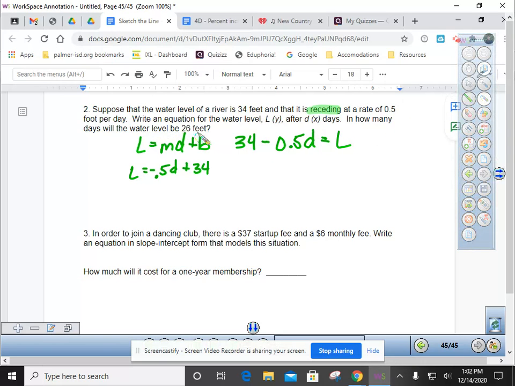And then it asks, how many days will it be 26 feet? So you're going to have 34 minus 0.5 D equals 26. Then what do you do? Add 34. No. It's already a positive. You are left with negative 0.5 D equals what? Negative 12.